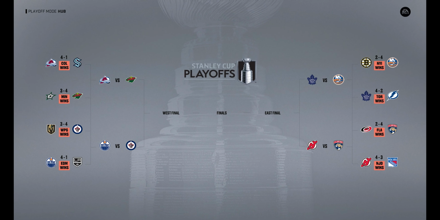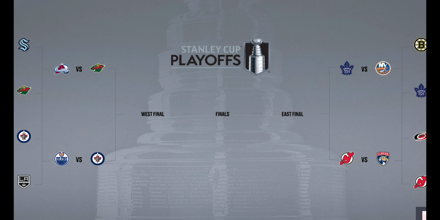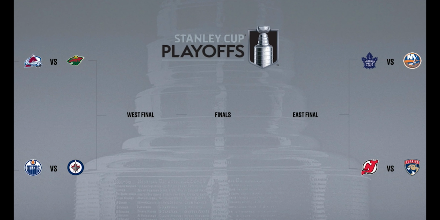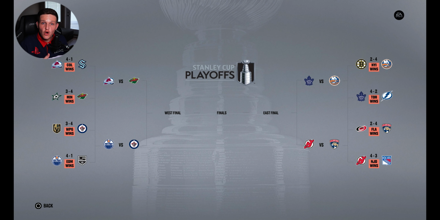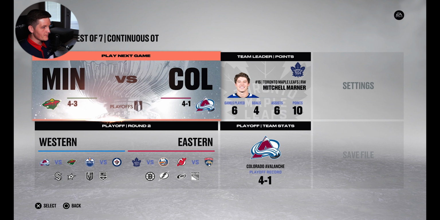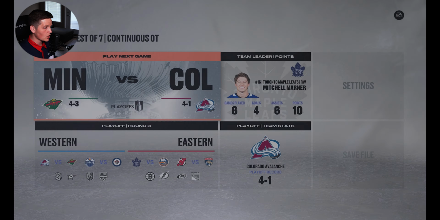So here we go. Let's go take a look at this playoff tree real quick. We got all the teams advancing. We got the Wild playing the Avs. We got Winnipeg and Edmonton, a redo of the COVID playoffs. We got Toronto and the Islanders, and then we have the Devils playing the Florida Panthers. Okay, this is not what I expected. I will be honest. So we got Minnesota playing Colorado, the rested Colorado Avalanche.